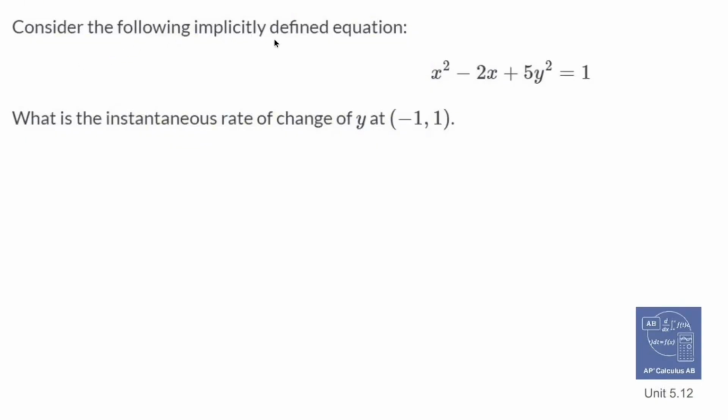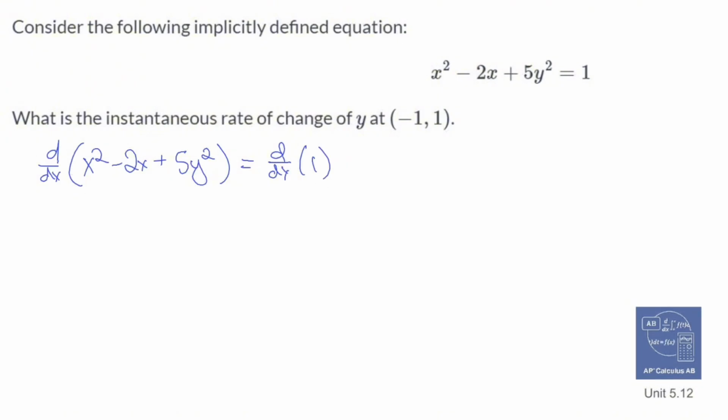Consider the following implicitly defined equation written way over here. What is the instantaneous rate of change of y at negative 1, 1? Well, if I'm going to differentiate this function implicitly, let's d dx both sides. So I'm going to d dx x squared minus 2x plus 5y squared equals the d dx of 1.